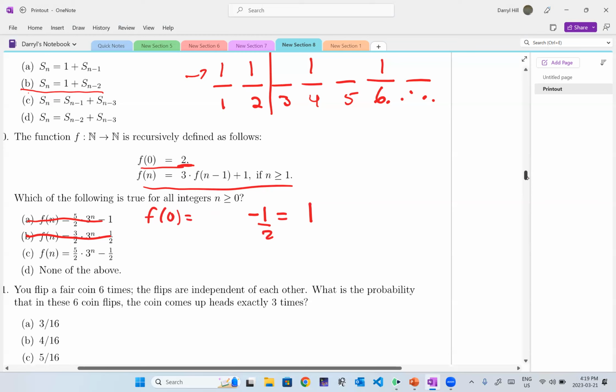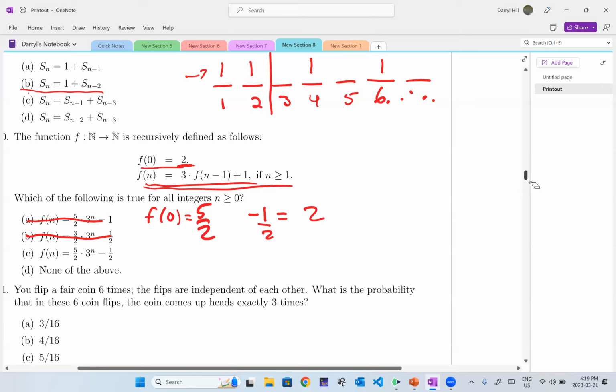Let's try C, 5/2 times 3 to the n minus 1/2. Well, that's actually equal to 2. Right, so the base case is okay for C. Now I just have to check this recursive case. Questions so far, everybody okay?